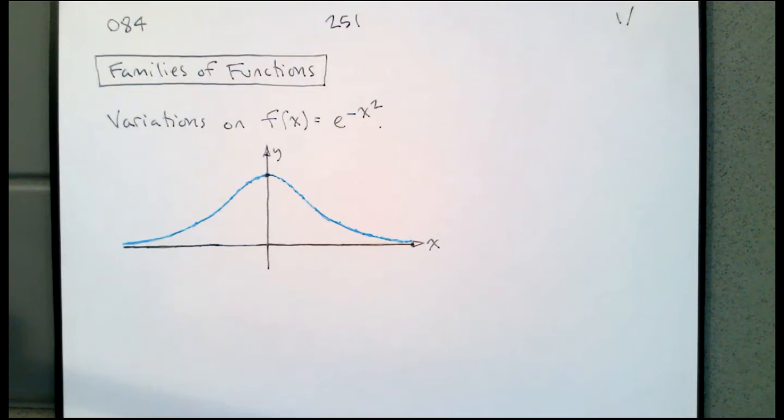Today we want to look at some families of functions. And we're going to start with variations on e to the minus x squared. This is an important function to consider. This is the shape, this is commonly referred to as a bell curve.